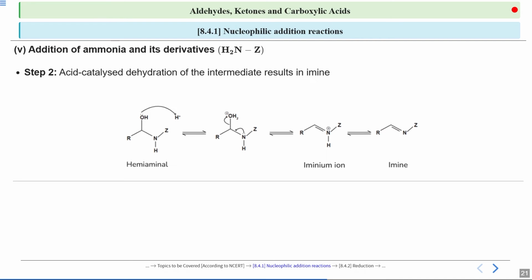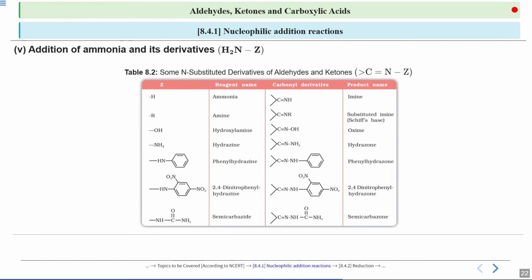That carbocation-like intermediate is stabilized by the nitrogen lone pair and is called the iminium ion. So when this OH2+ leaves, you get this carbocation intermediate, which is stabilized by the nitrogen lone pair. Further, this iminium ion loses a proton from the nitrogen and gives you the final product, which is called the imine. So this is step 2, the acid-catalyzed dehydration of the intermediate, which results in the imine.